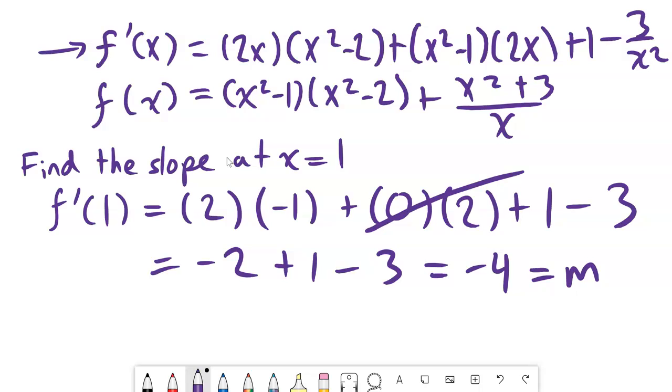We have a component of our equation of the line, right? We have a slope. What else do we need? We need a point, right? Point slope. How do we find the point? Well, we could find the point just by looking at the original function and plugging in that same value. You have to use the same value in the original function, and then you have to use that value in the derivative function. So let's do that.